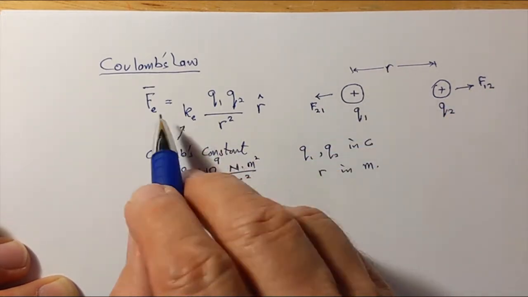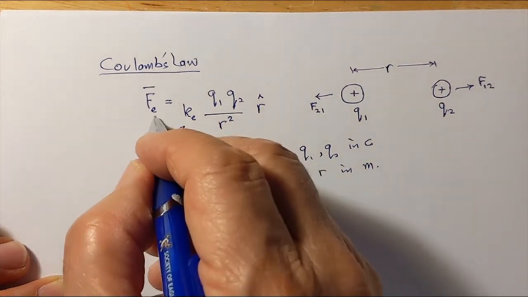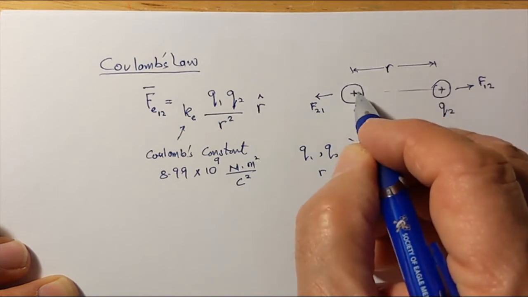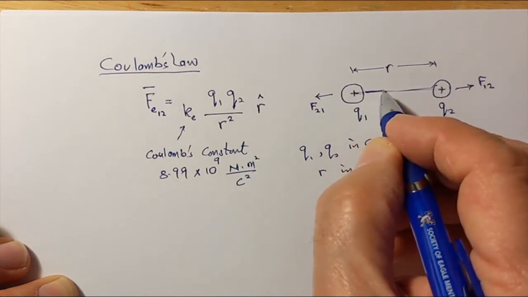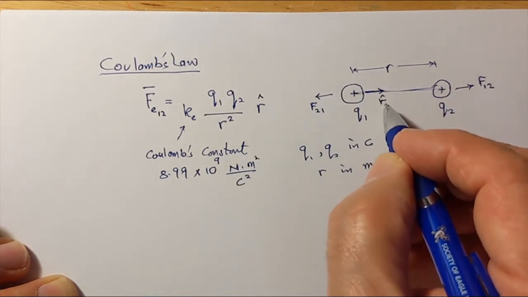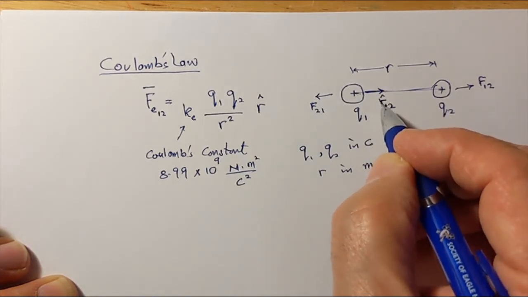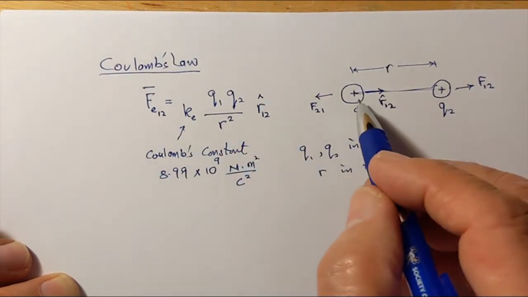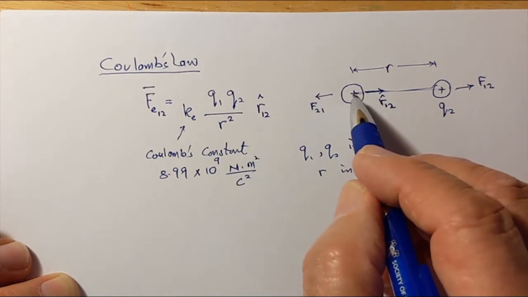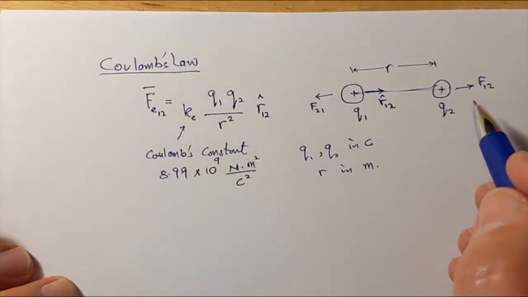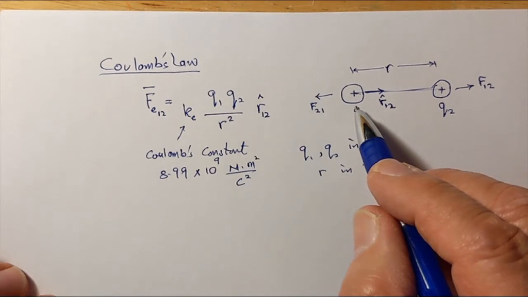Now, if we are writing the force on 2, so if you're writing F12, then this is the distance r between them, and the direction pointing from 1 towards 2 is the unit vector r12. So this is r12, and this would be whatever is the unit vector pointing straight from 1 towards 2. So this would be the equation, or Coulomb's law, that gives us the force on 2 due to charge 1.